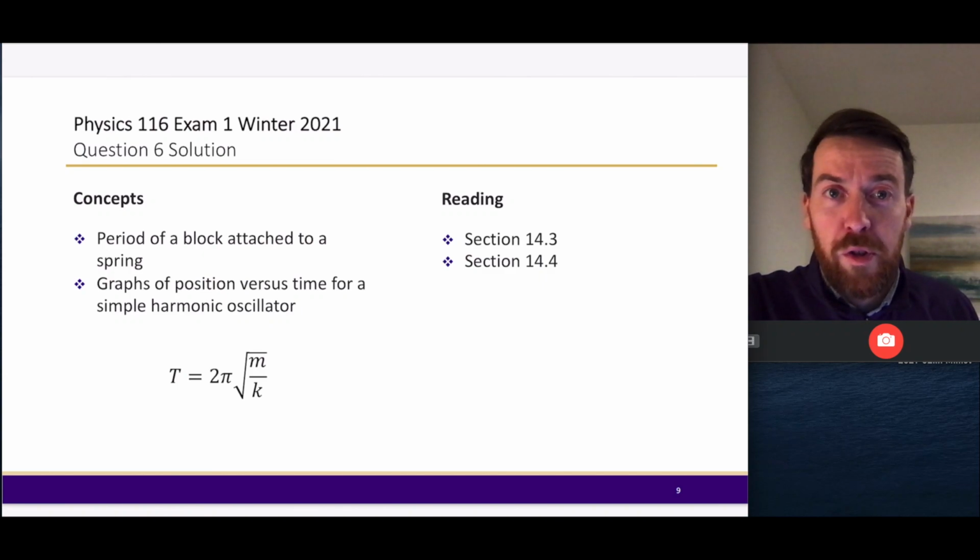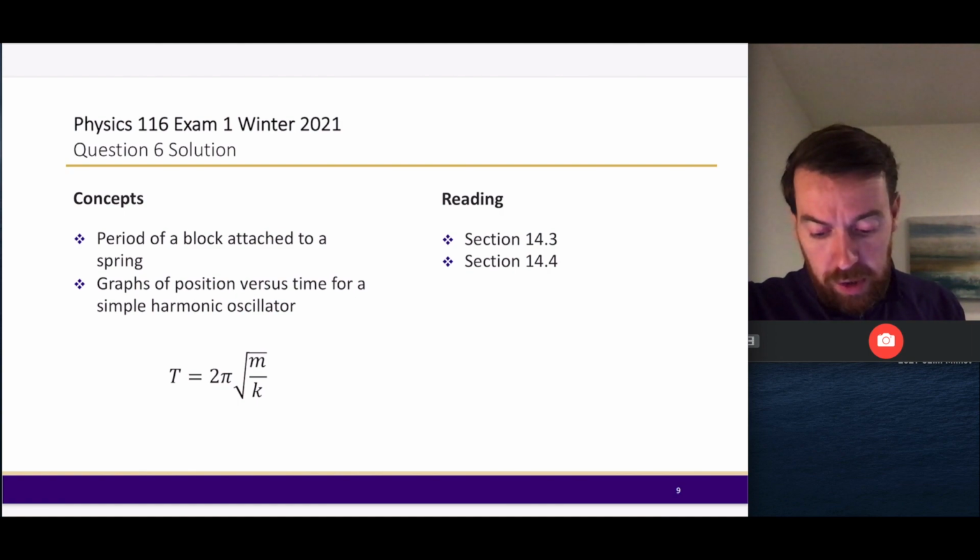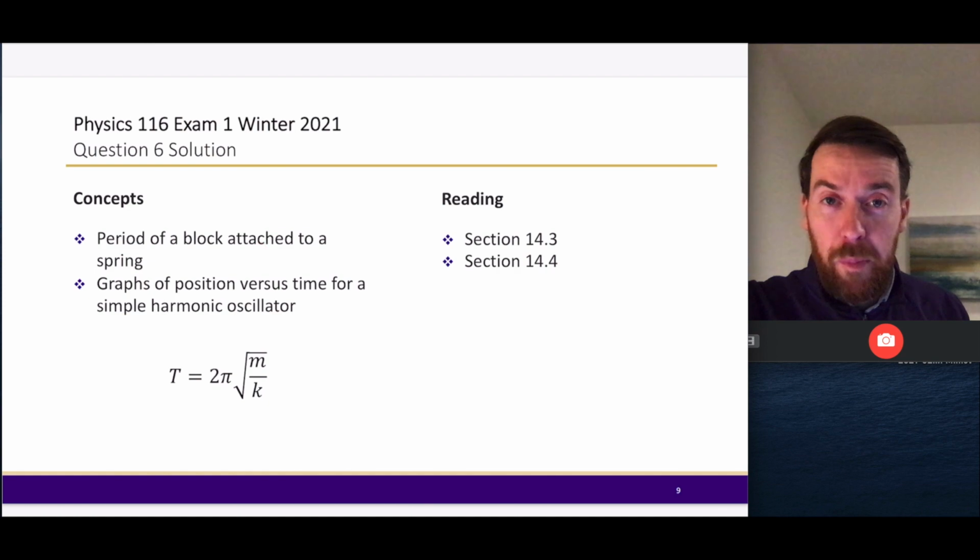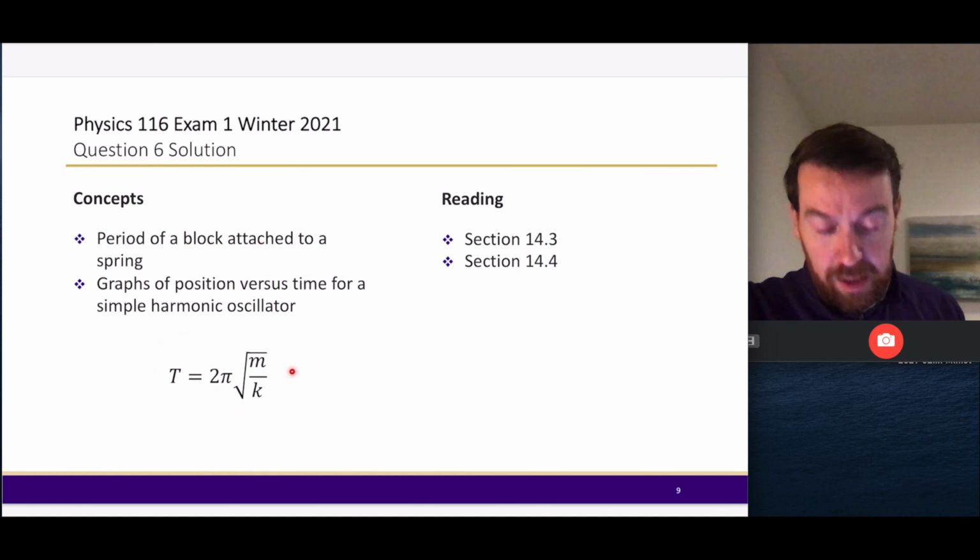Okay, so this will be the solution for question 6 on exam 1, Physics 116 exam 1 from winter 21. This particular question is looking at concepts of the period of a block attached to a spring, which is given by this expression down here. The period of a block attached to a spring is 2 pi times the square root of the mass of the block divided by the spring constant k of the spring.